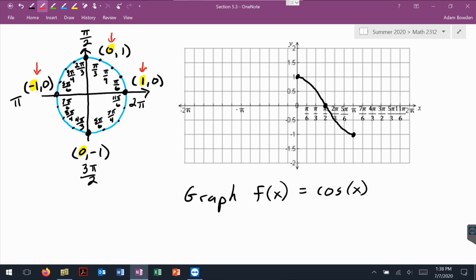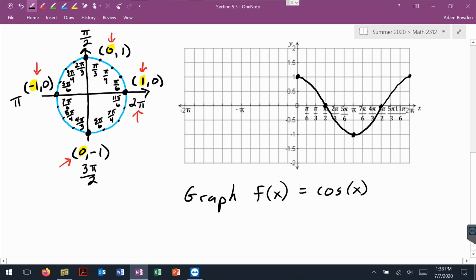And then as we go through the third quadrant, notice how it gets back up to 0 at 3 pi over 2. So the graph will slowly curve its way back up to there at 3 pi over 2. And then at 2 pi, it will have made the complete cycle and made it back up to 1 again. So it looks something like this.